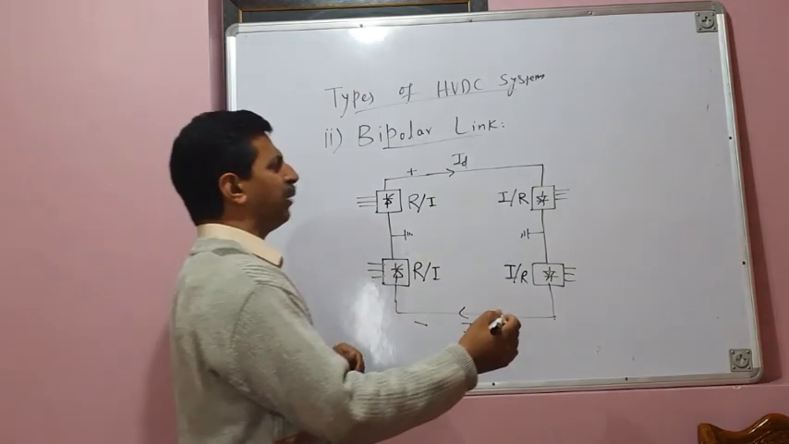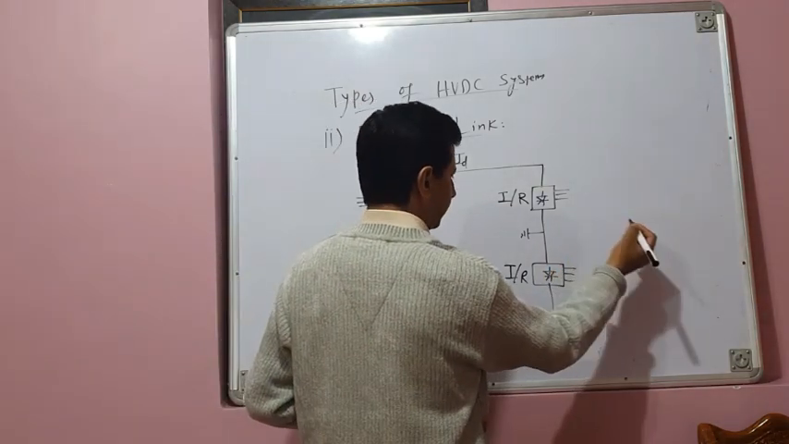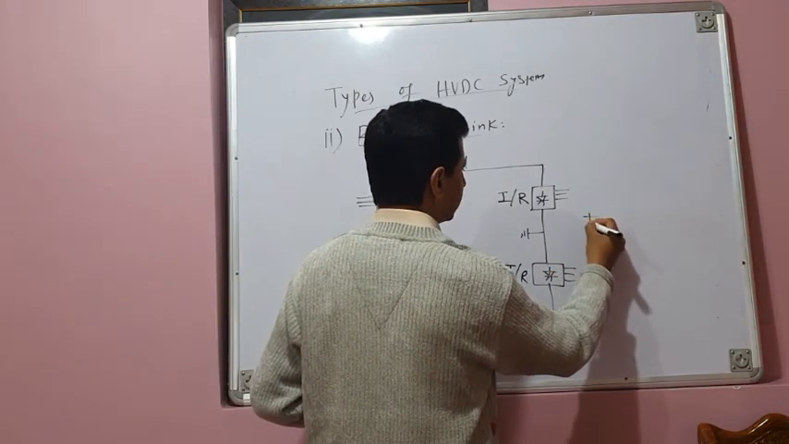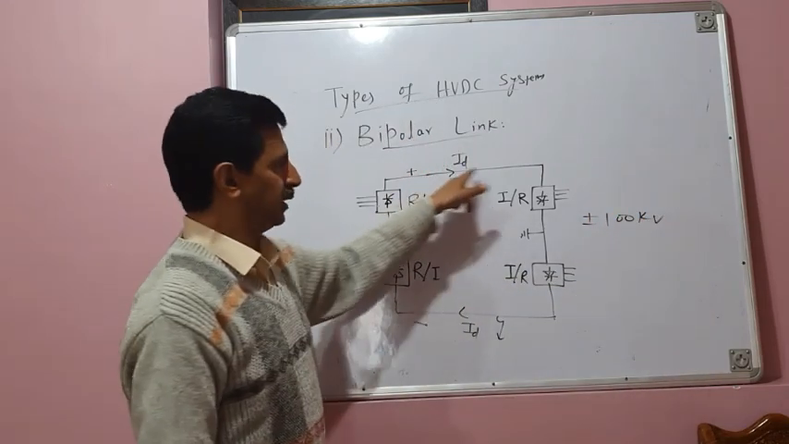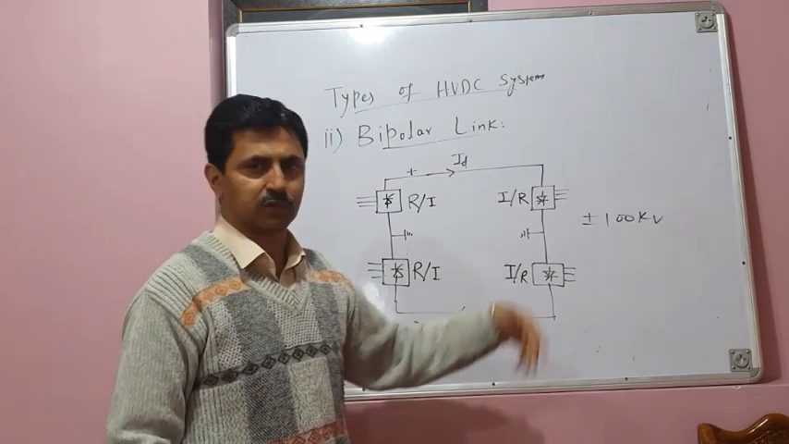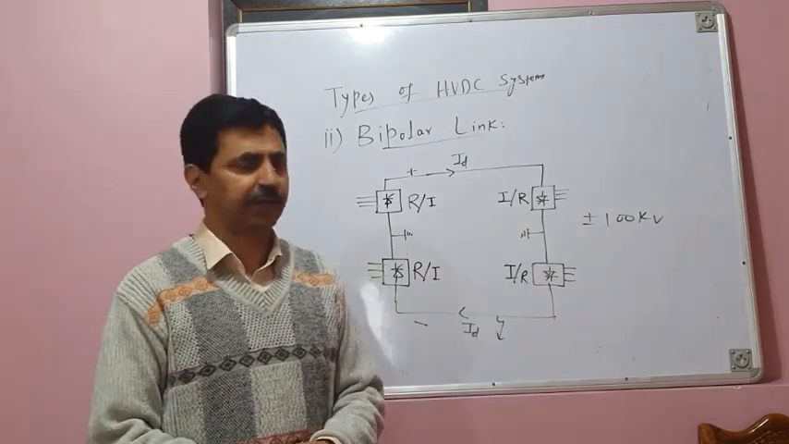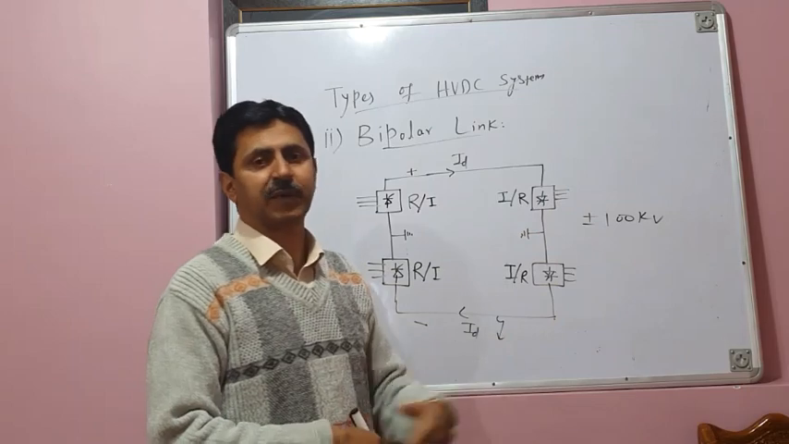And these bipolar systems are generally denoted, their voltages are denoted, say, for example, plus minus 100 kV. Plus minus means this is positive pole, this is negative pole. So 100 kV, both poles are at 100 kV. So that's why we use this plus minus 100 kV.